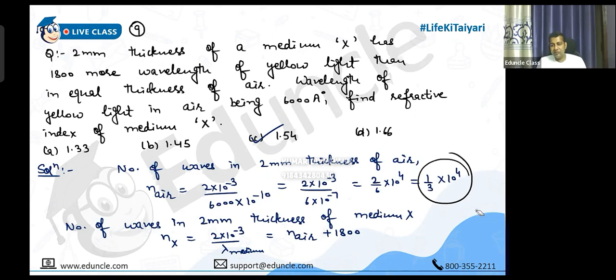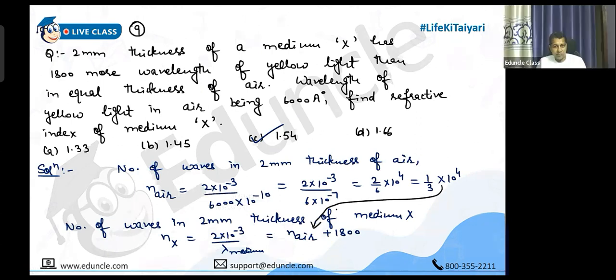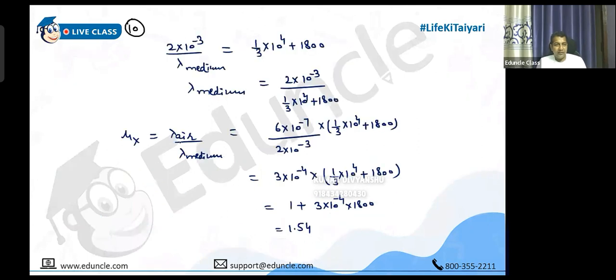So this is the number of waves in air, and the number of waves in the medium will be 1800 more as compared to this. So I have added 1800. And similarly, I can calculate the number of waves by this method: thickness divided by lambda medium. Now I substituted this value over here, and I got lambda medium. And the refractive index of the medium is what? Lambda air by lambda medium. Yes, sir.